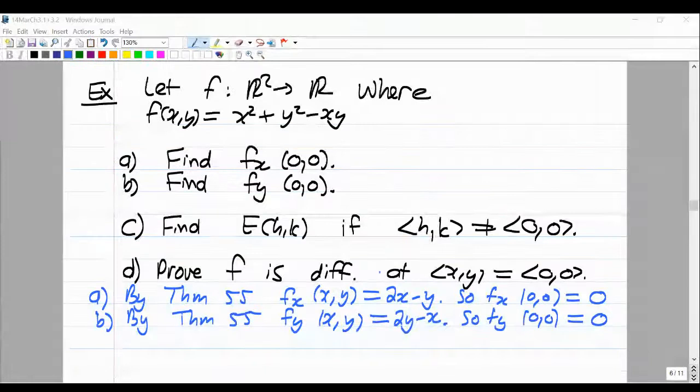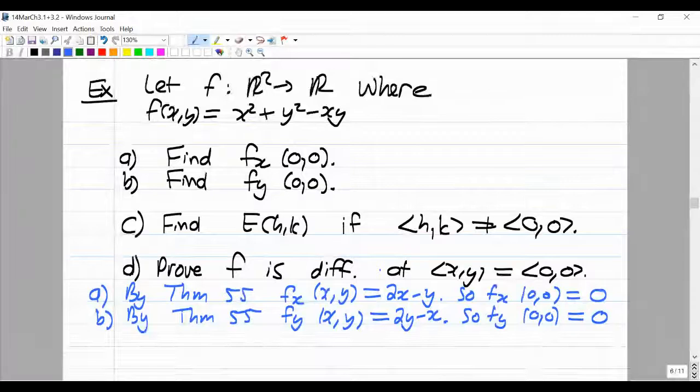So step one, we want to know differentiability at the origin. So we need the first order partials at the origin. All right, so this is step one. Now step two, we got to define the crocodile.